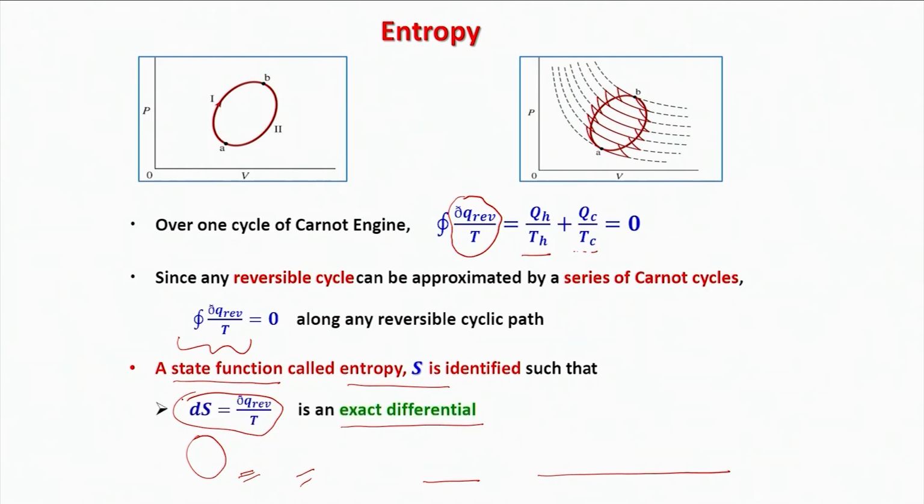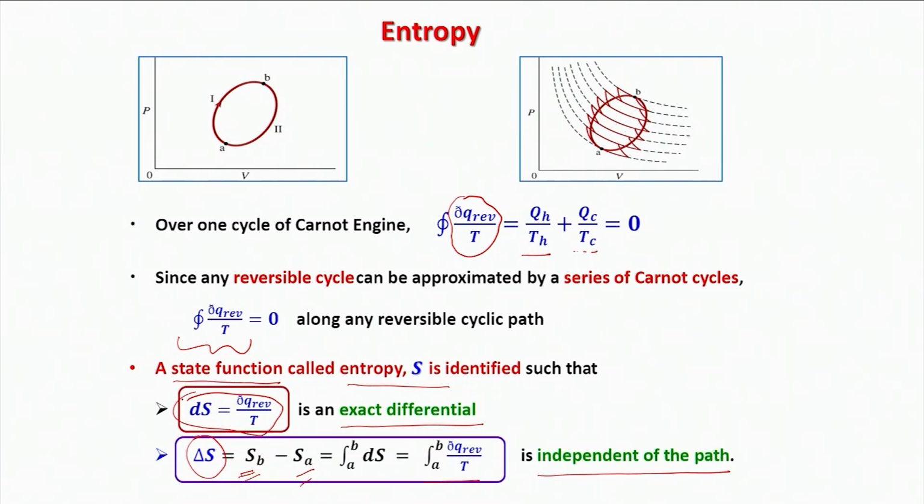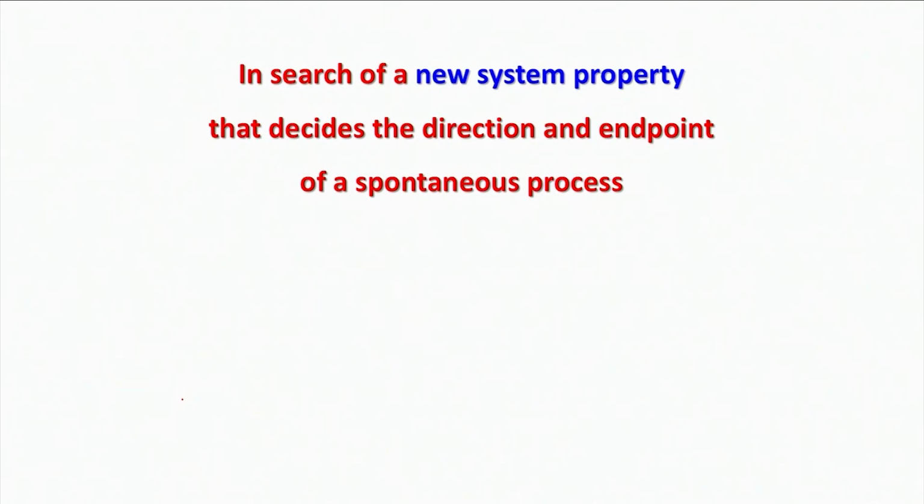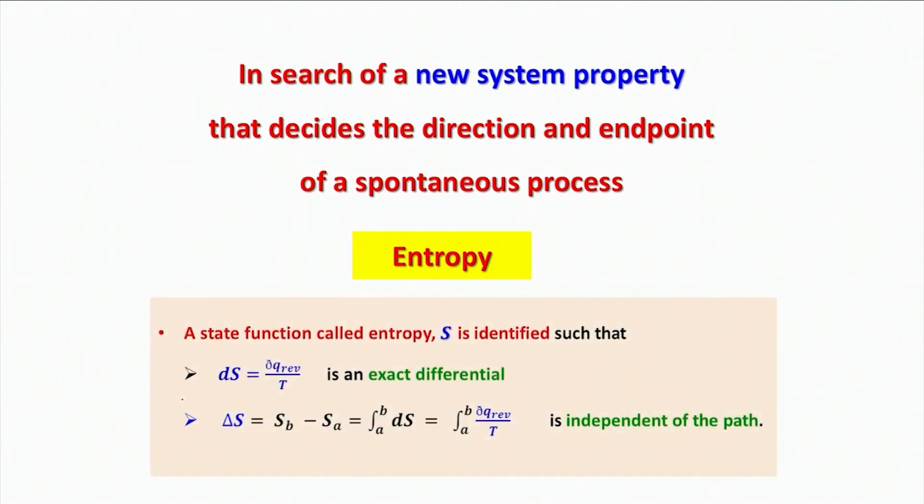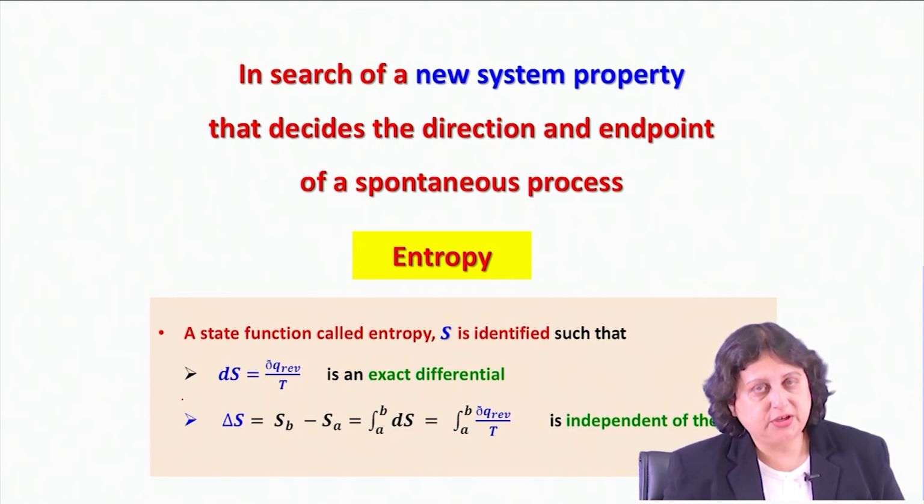So now what I can do is use these two as a key relationship and continue my search for a new system property that decides the direction and endpoint of a spontaneous process. So here is the new concept, entropy, and this is a state function.